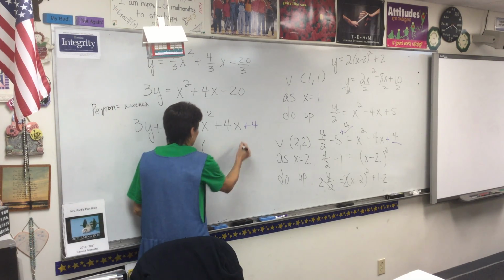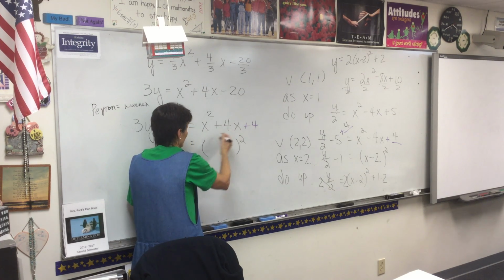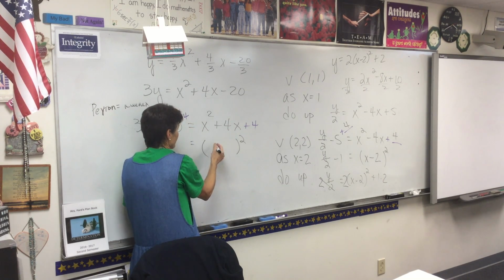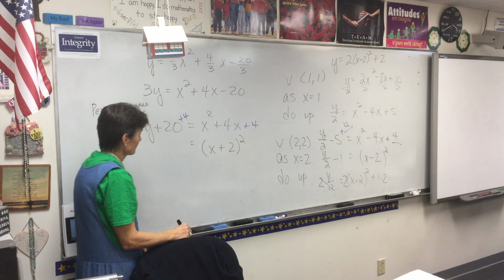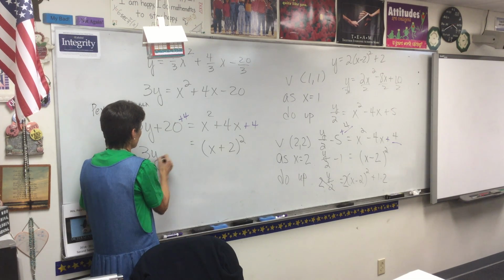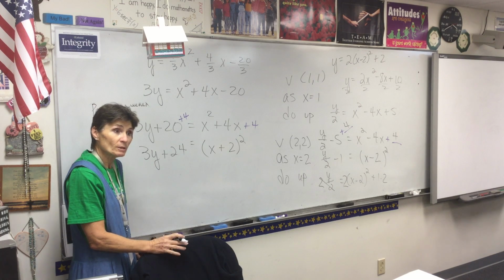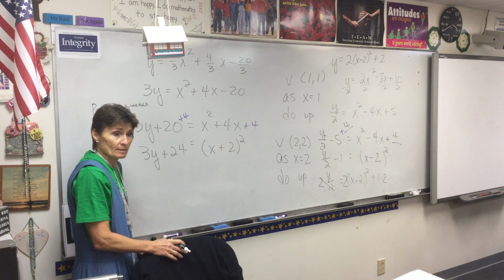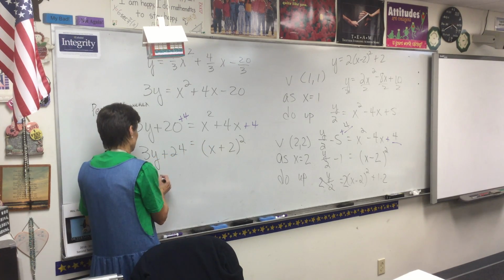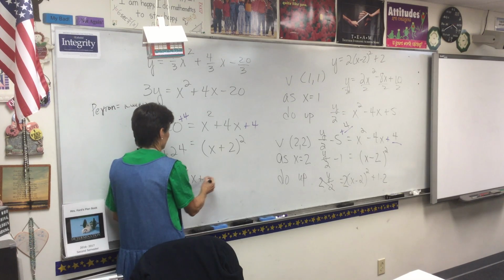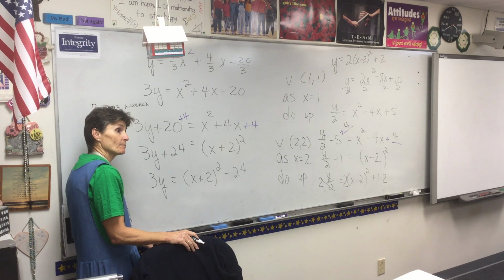This is a perfect square. All this right here is a perfect square. What perfect square is that? X plus 2. And over here I have 3y plus 24. Now start putting stuff back. So we'll move the 24. And then one more step.